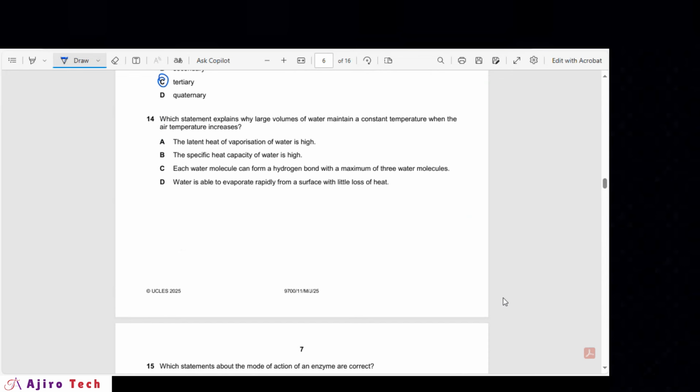Which statement explains why large volumes of water maintain a constant temperature? That's because the temperature of water does not rise easily due to the high specific heat capacity of water. The amount of heat that is needed to raise the temperature of 1 gram of water by 1 degree Celsius is the specific heat capacity, and it's high. So the temperature of water does not rise easily. That way, water is able to maintain a constant temperature even when air temperature increases.